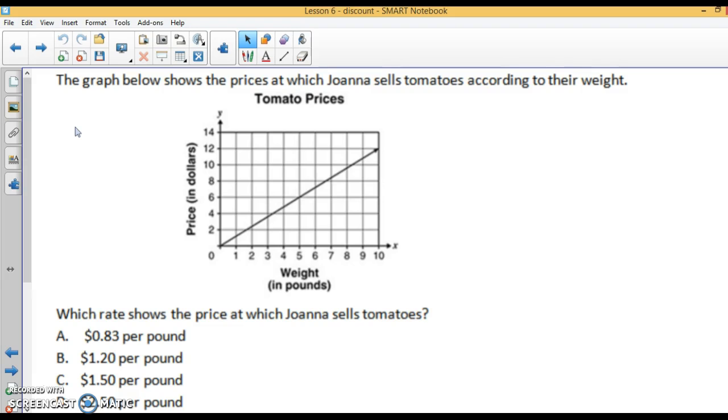All right, the graph below shows the prices at which Joanna sells tomatoes according to their weight. Which rate shows the price at which Joanna sells tomatoes? Look, we're doing price per pound. Now, this graph is proportional. So, the unit rate or price per pound could be found at x is 1. However, if I go up to 1, I cannot go across here and tell what the price is going to be. I know it's going to be less than $2.